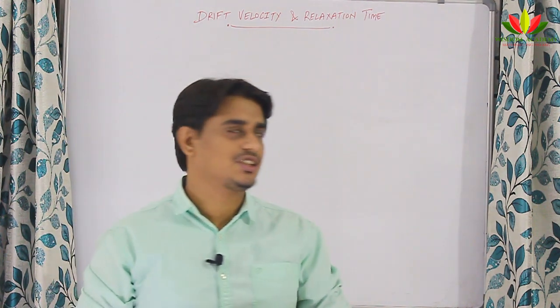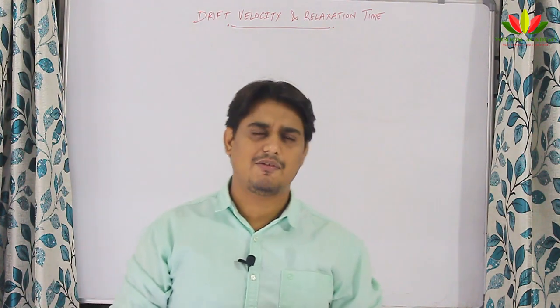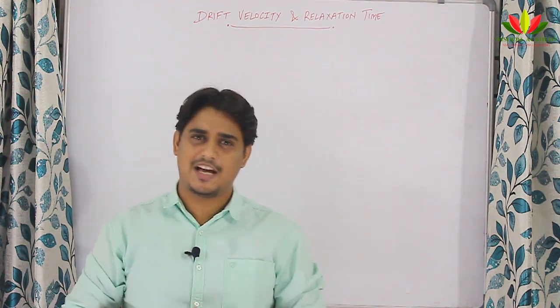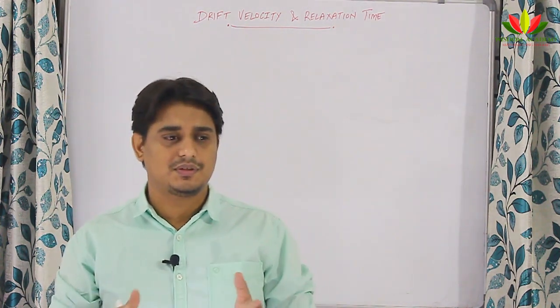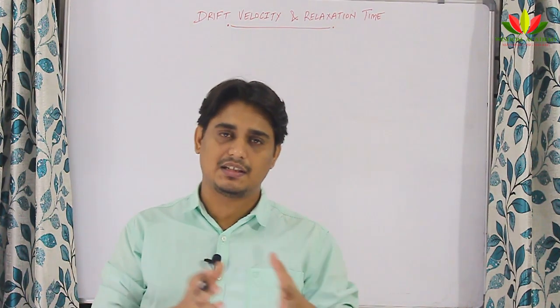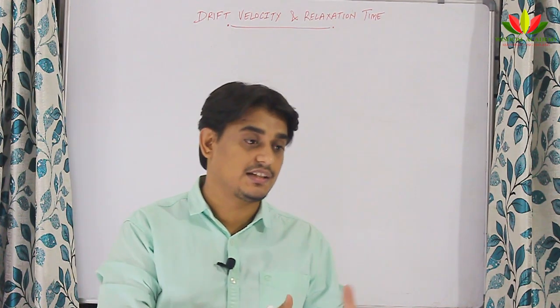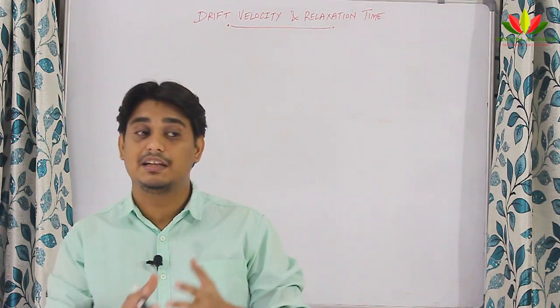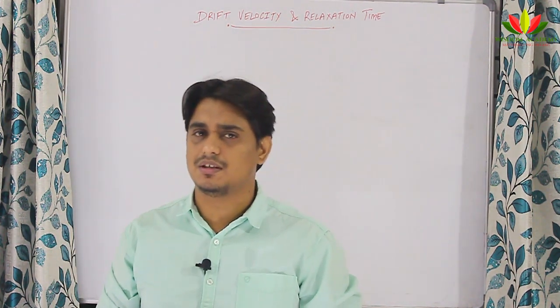Today, our topic of discussion is drift velocity and relaxation time. Before going into this, I want to tell you what the charge carriers are. If you see different types of elements, if it is an insulator, there will be no charge carriers anyhow. If it is a conductor, a semiconductor, a liquid, or a gas, everything will have different kinds of charge carriers.